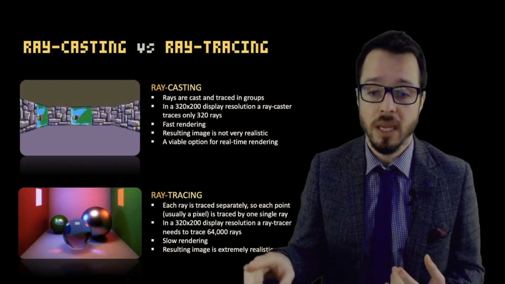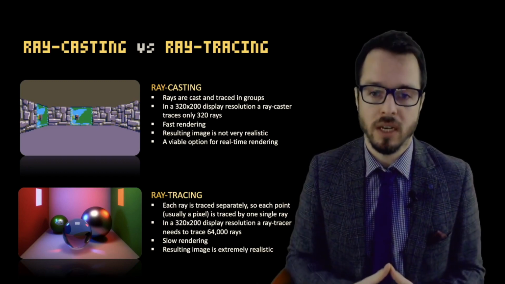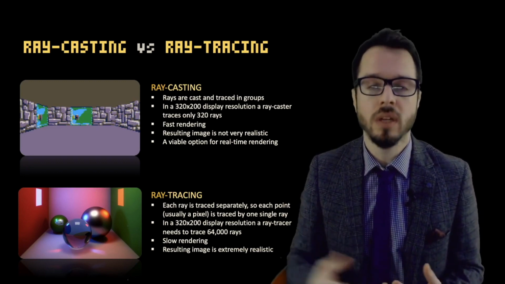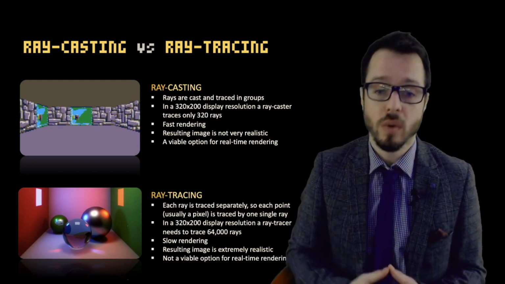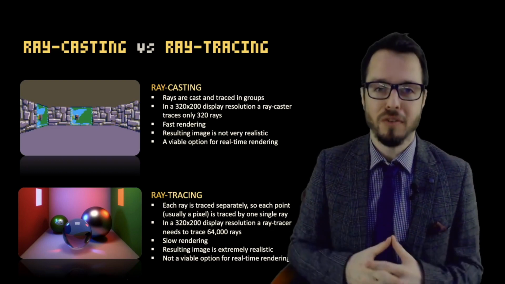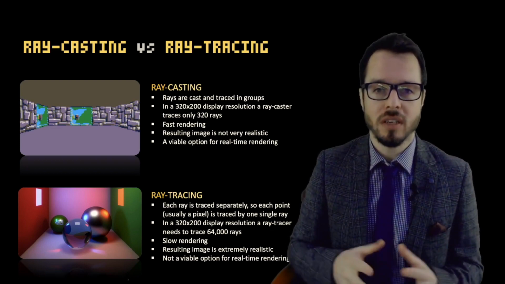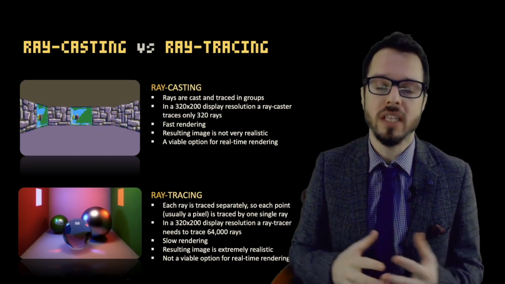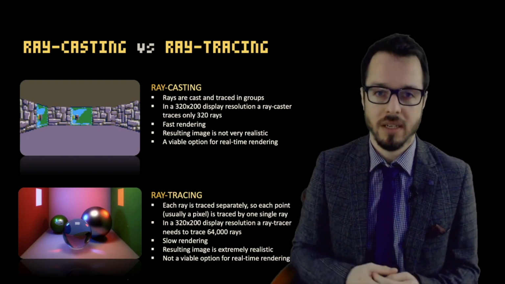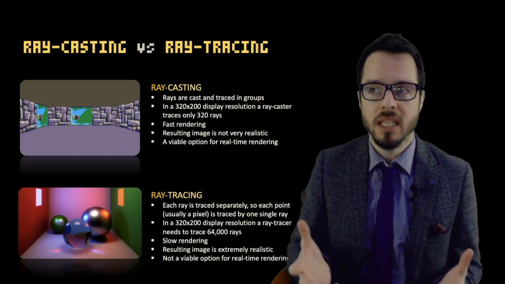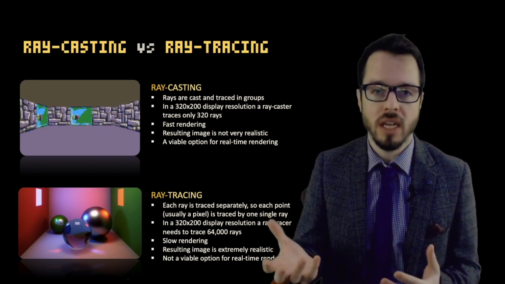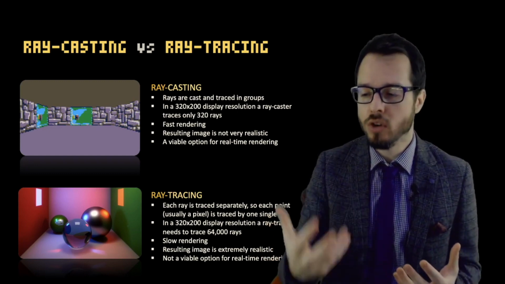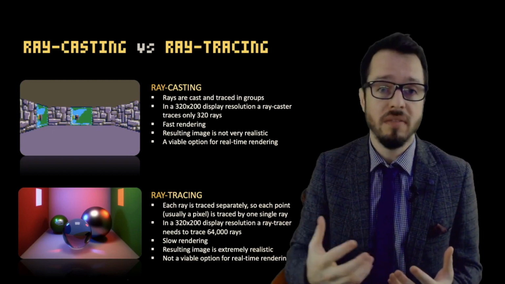That means that the resulting image is extremely realistic, right? We have a slow rendering, but the resulting image is extremely realistic. So unfortunately, as of today, we still don't use ray tracing for real-time rendering. But that doesn't mean that we don't use ray tracing for several other things. If you have to render photorealistic images, or even movies, right?